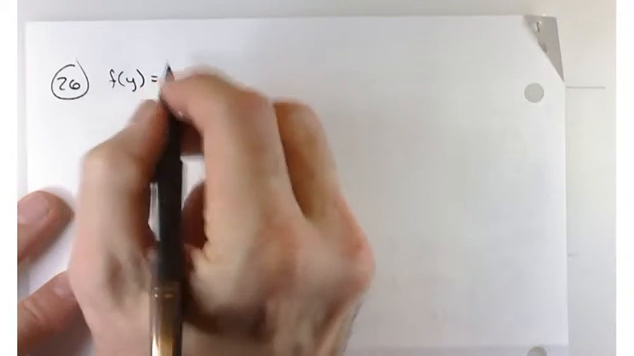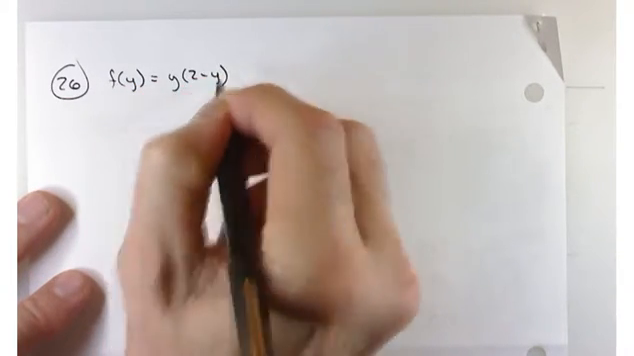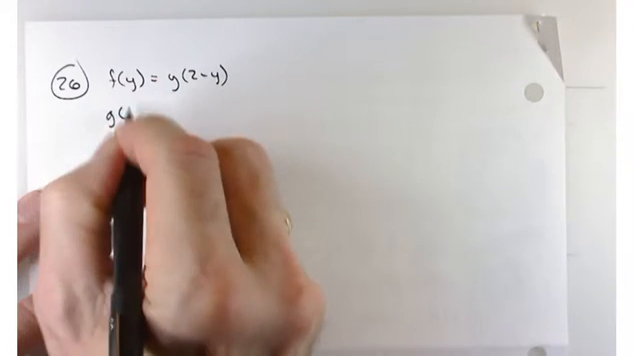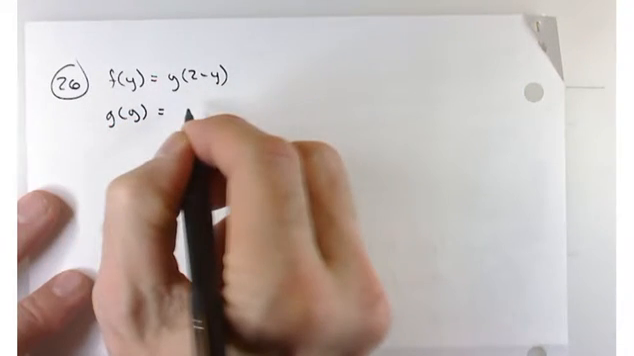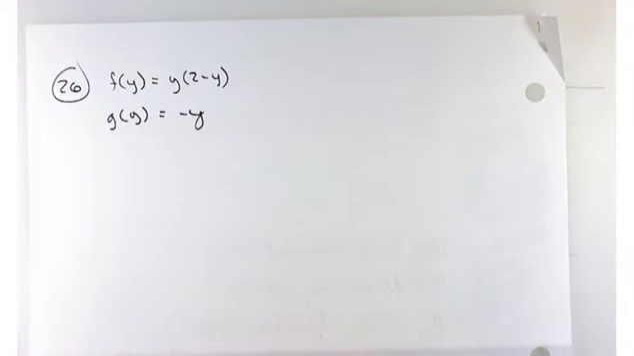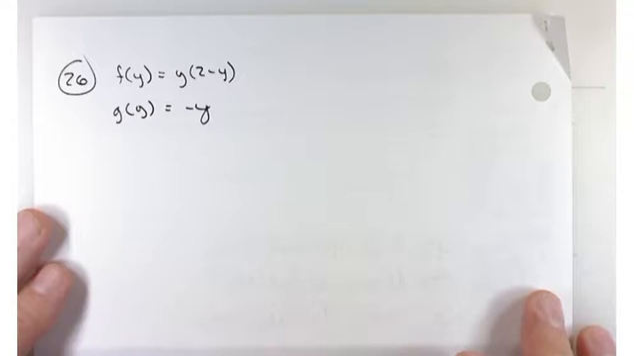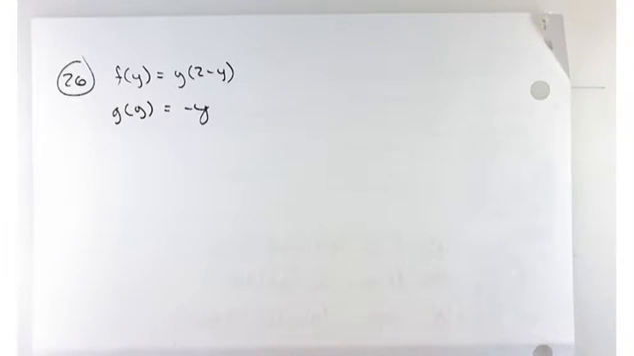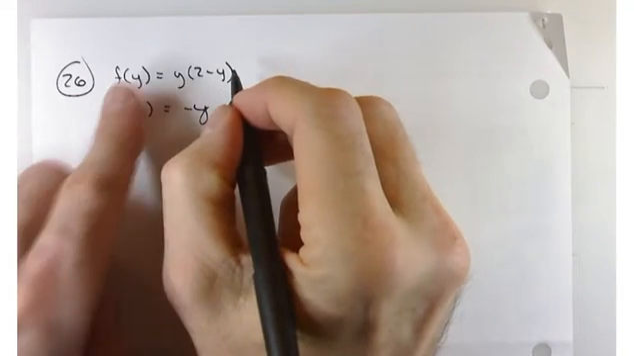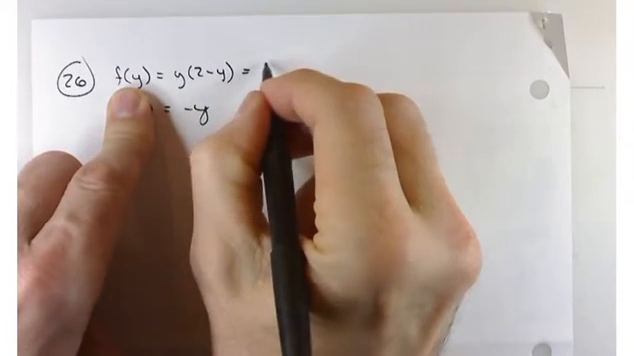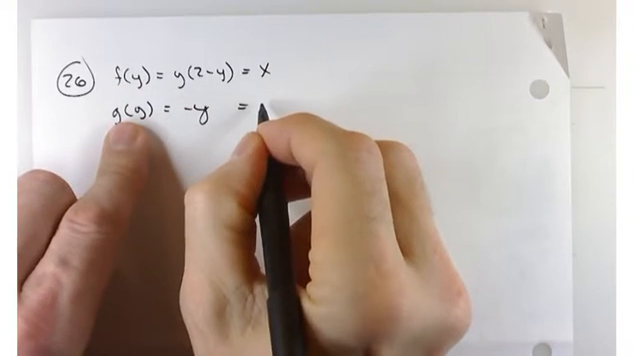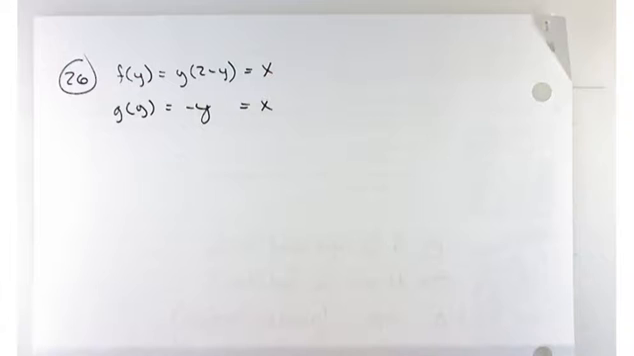f of y equals y times 2 minus y, and g of y equals -y. So these are two functions. We want to find the area between these two things. Boy, it starts out tough. We don't even have a graph on our handout. What are we supposed to do? Panic. Can I text a friend? All right. Well, let's keep in mind that f of y is really interchangeable with x, and g of y is also interchangeable with x. So we've got these two functions.